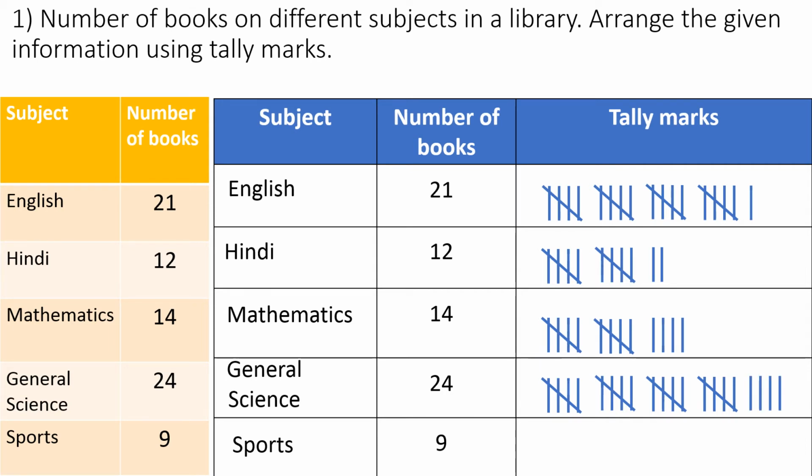And the last is Sports. For sports, we have 9 books. So mark lines. Let's count. 1, 2, 3, 4. Cross fifth line. 6, 7, 8 and 9.